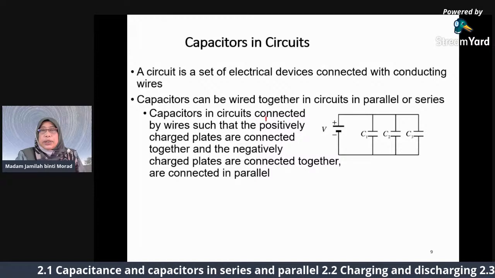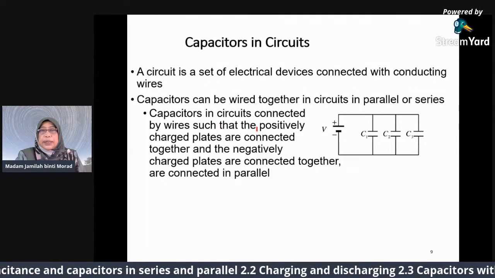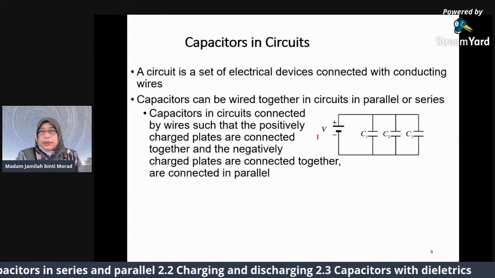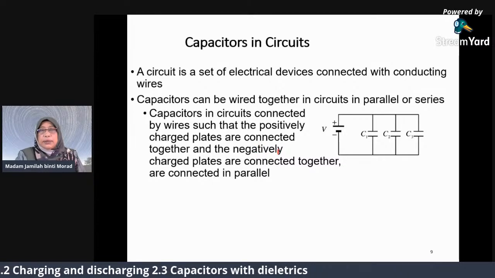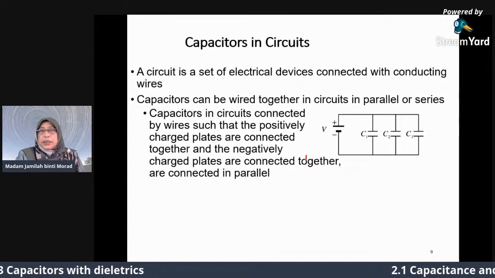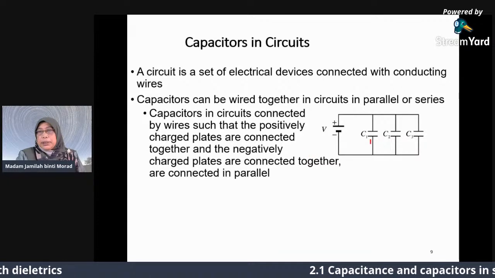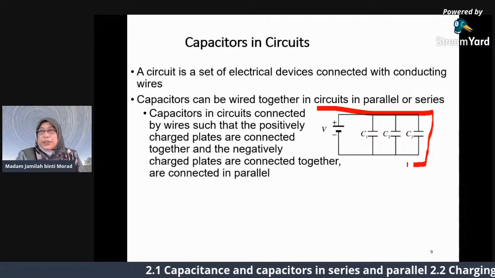Capacitors in a circuit connected by wires such that the positively charged plates are connected together and the negatively charged plates are connected together, we say that the connection is in parallel. This again refers to parallel connection.